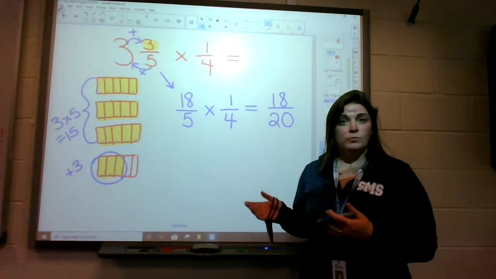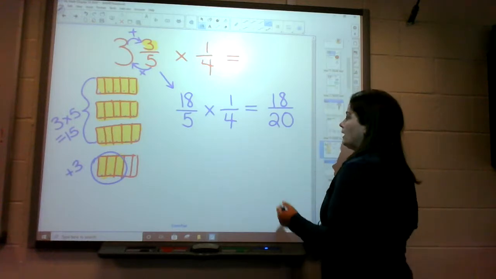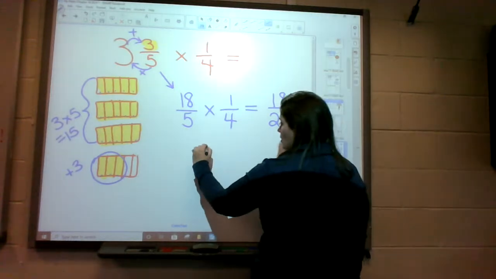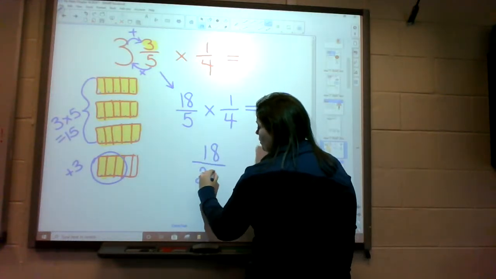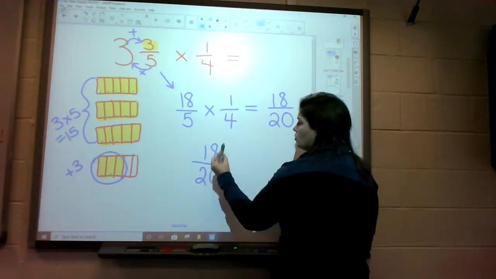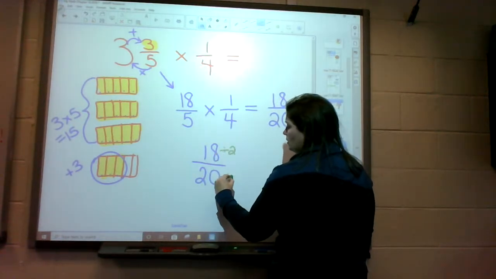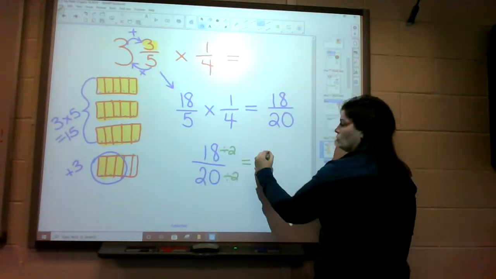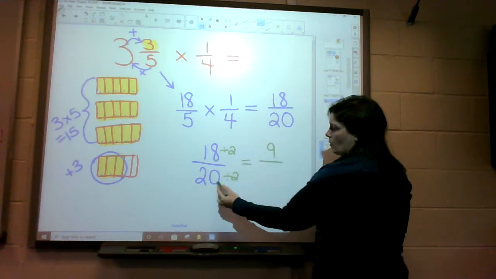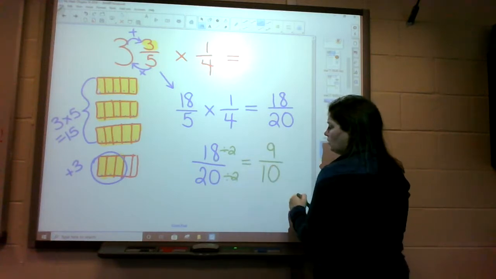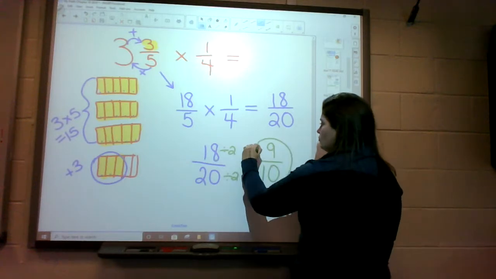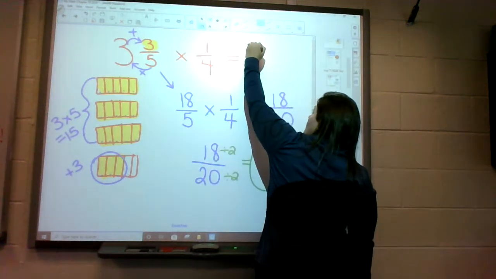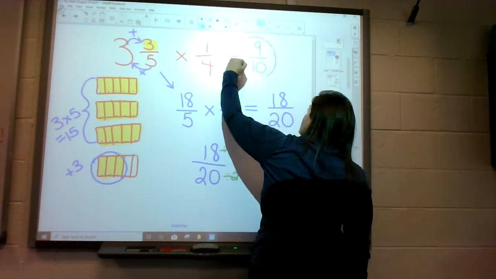My last step in this problem would be to check to simplify. Can I simplify 18/20? Are they in a times table together? They are. 18 and 20 are both in our 2 times tables, which means I can divide by 2. 2 is the greatest common factor of 18 and 20. 18 divided by 2 equals 9, and 20 divided by 2 equals 10. And 9/10 is the simplest form. So 3 3/5 times 1/4 equals 9/10.